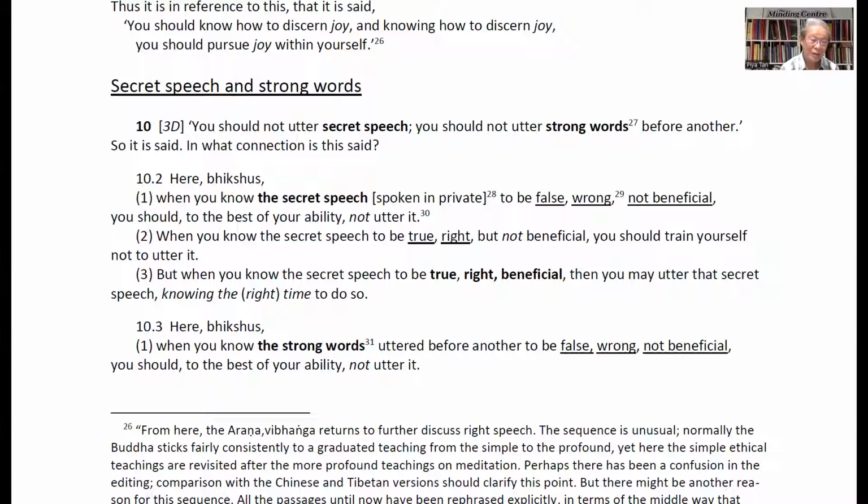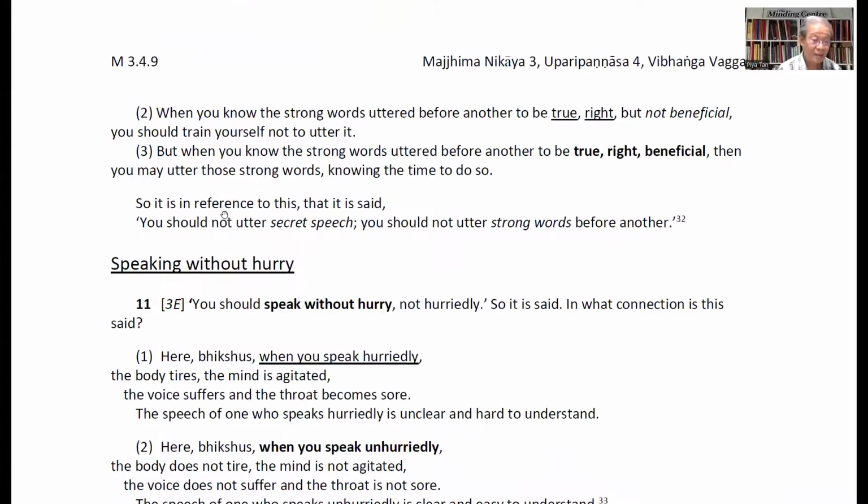Okay, 10.3 is where sometimes we find some teachers may use strong words, they may even scold us because we are lazy or we're not paying attention, things like that. So here, 10.3, the Buddha says, here, bhikshus, when you know the strong words uttered before another to be false, wrong, not beneficial, you should, to the best of your ability, not utter it. So no point saying strong words, scolding people, because after all, it is something wrong, not true, and not helpful. All right. Now let's look at the next one.